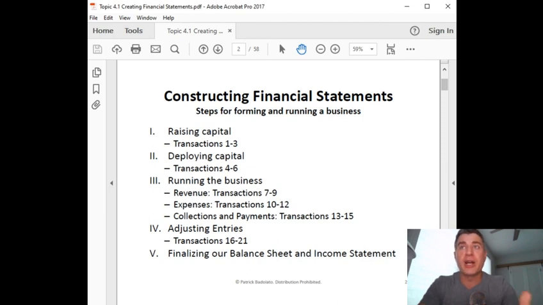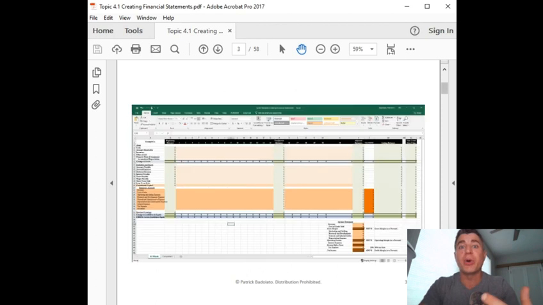And then finally, once we're done that, we'll finalize our balance sheet and income statement and make sure we can actually go about preparing the rest of our financial statements. So with that, let's jump right into it. I want to be clear. Alongside this, I've created this Excel template. It's a template I created for my MSTC program. I'm following a similar format.